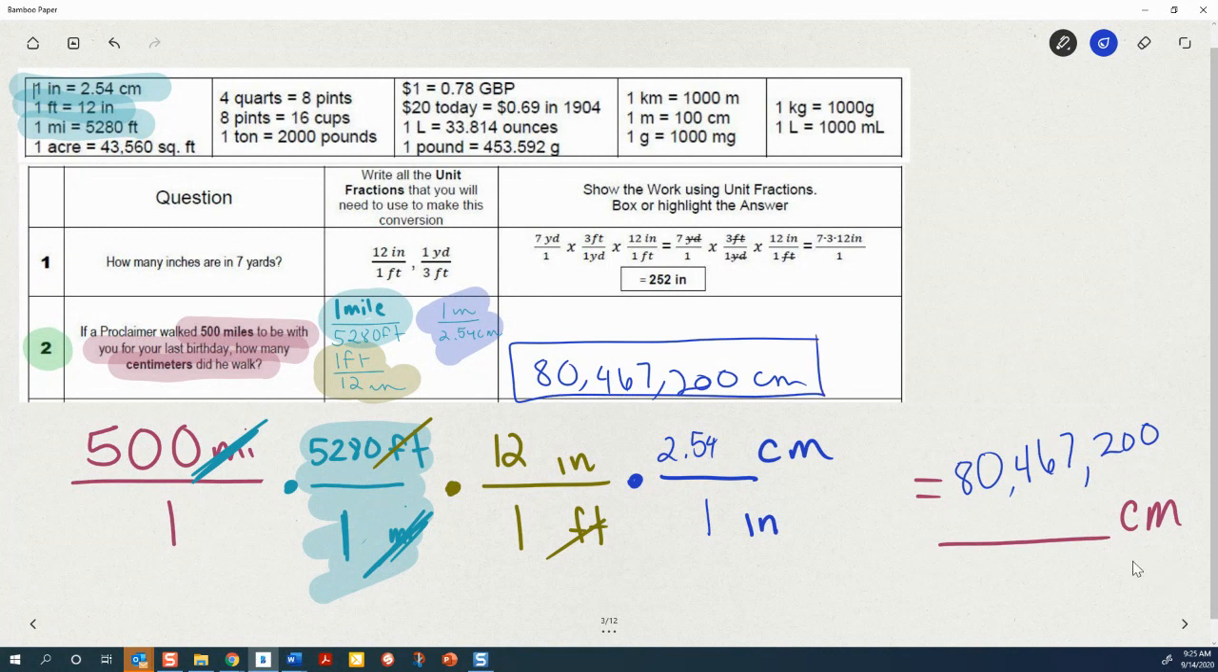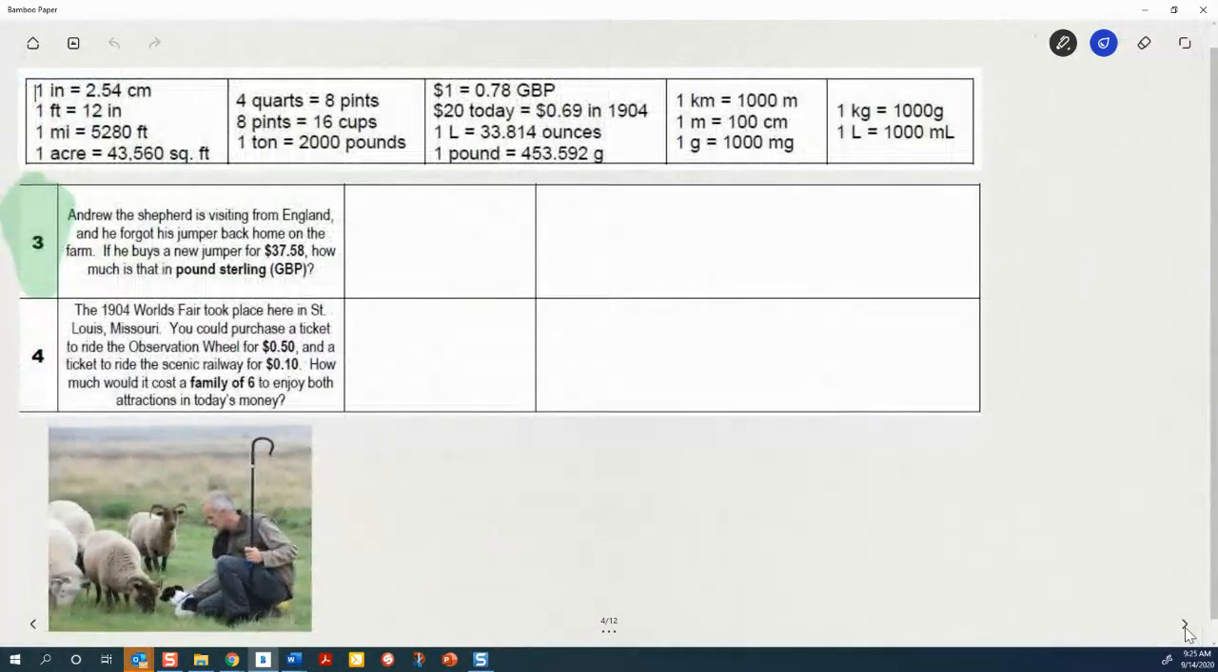I'm going to stop the video at this point, and I'll flip over to the next page so you can get a quick view of the next page. I'm going to stop the recording and ask if there are any questions.